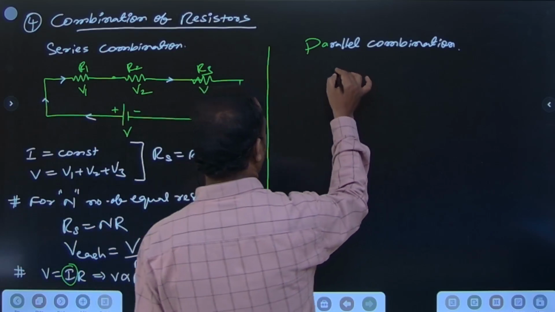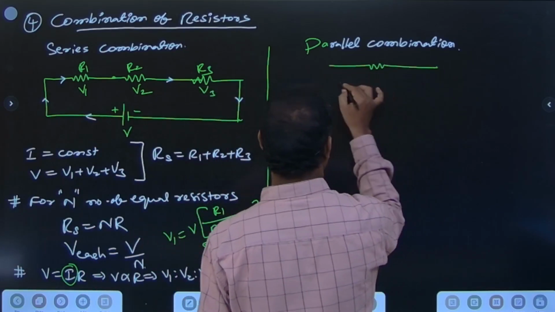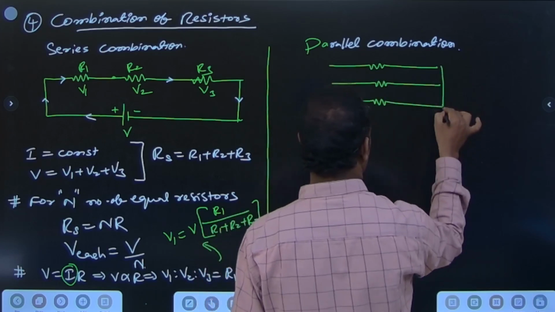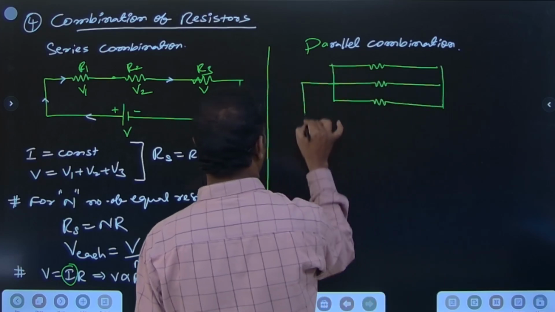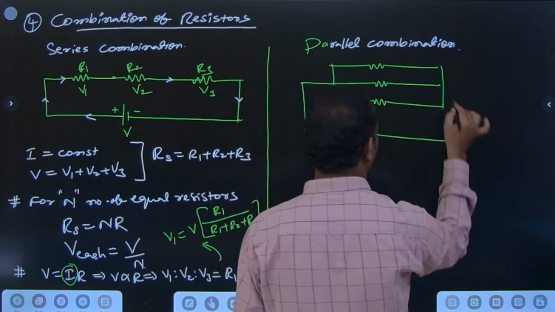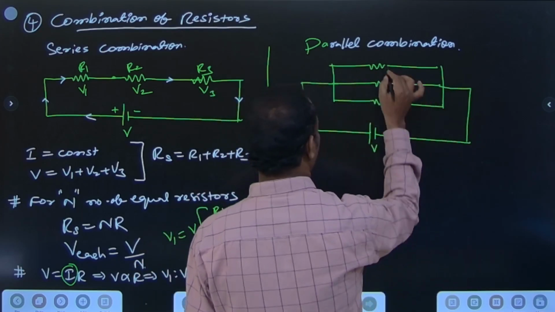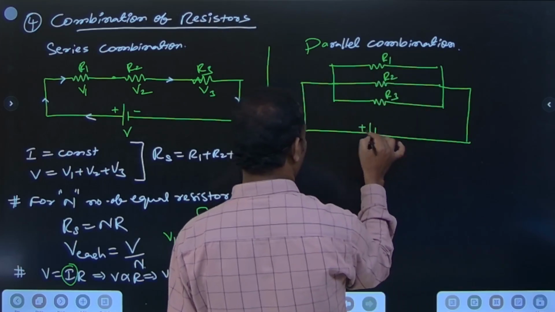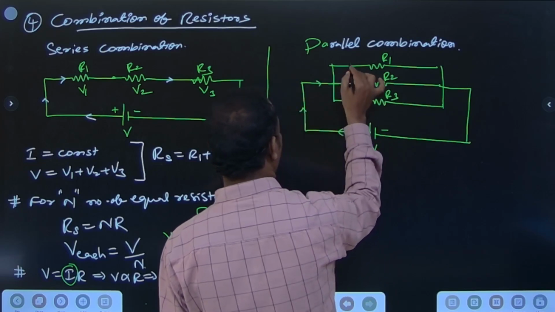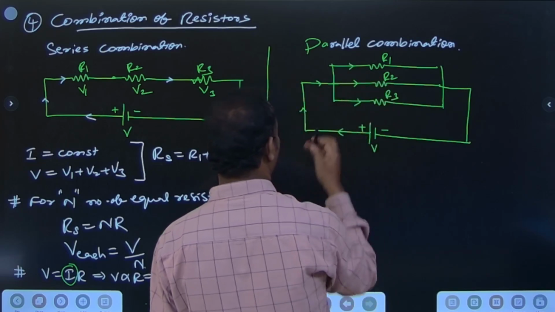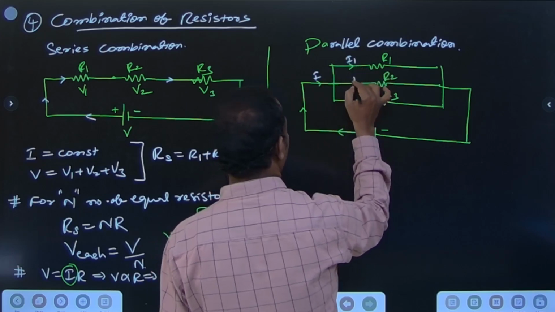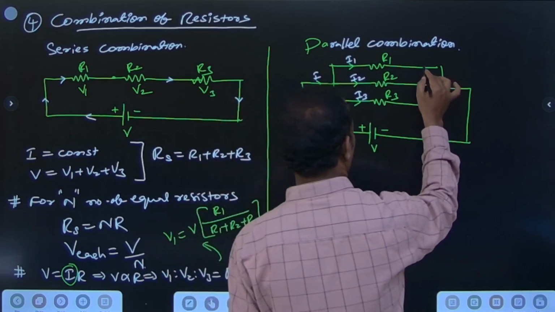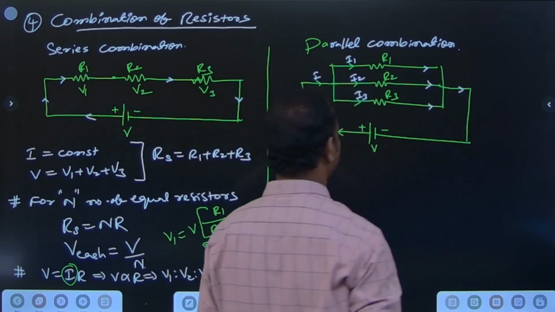For the parallel combination, two or more resistors are connected. We are choosing three resistors connected in parallel. A potential difference V is created, with resistances R1, R2 and R3. Current flows and splits into I1, I2 and I3.